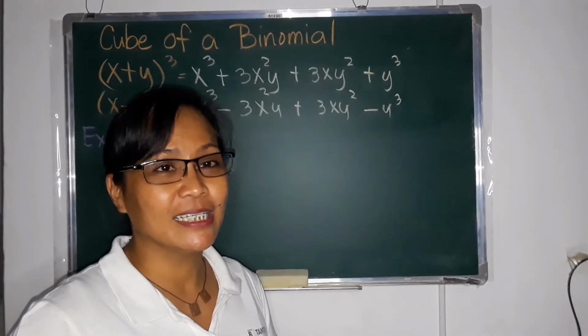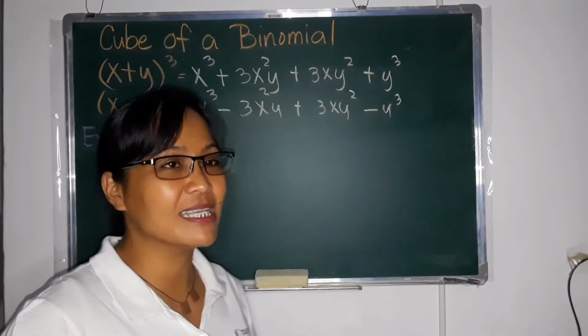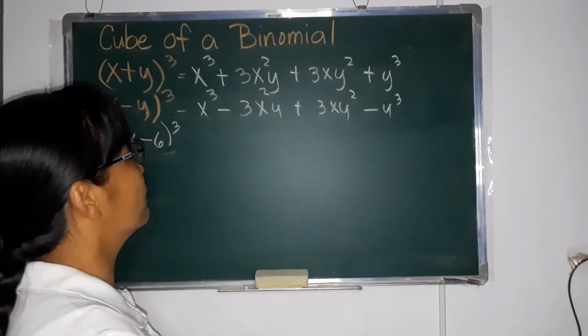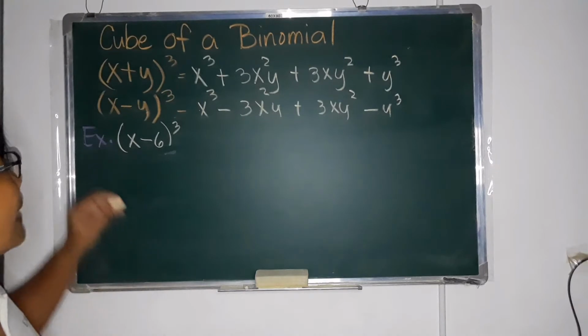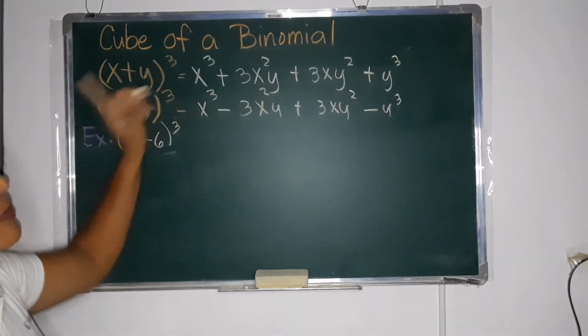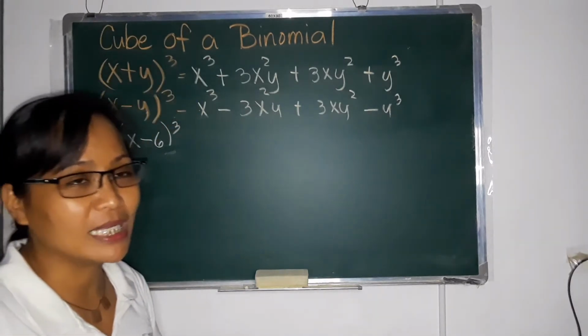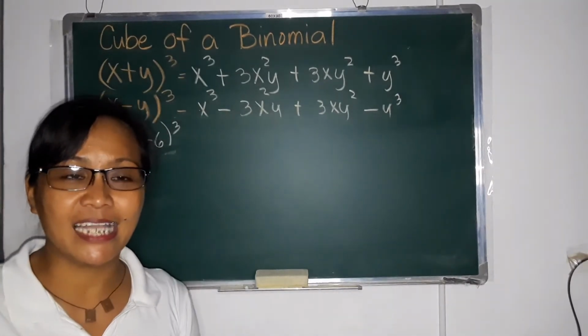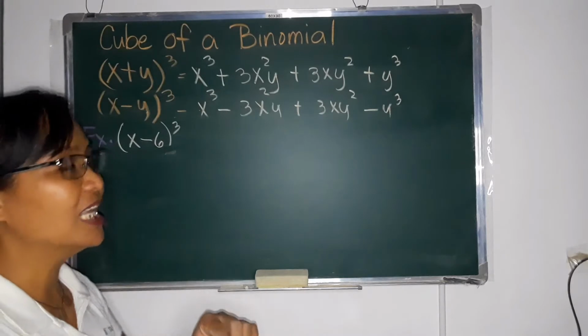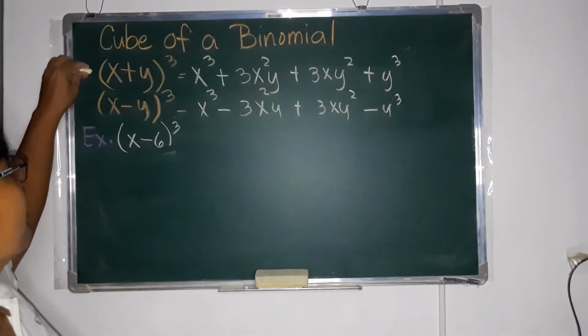Everyone! Our lesson for today is about the cube of a binomial. So, cube of a binomial, pag nakakita lang tayo ng exponent na cube, ang utak natin ay natotorete na, kasi iniisip natin na ito ay mahaba. But, we have the shortcut way.